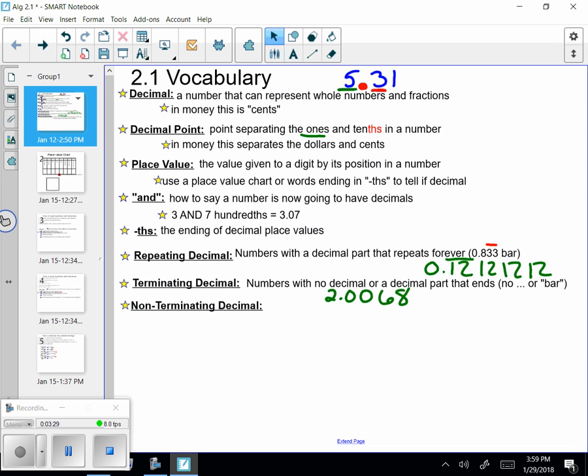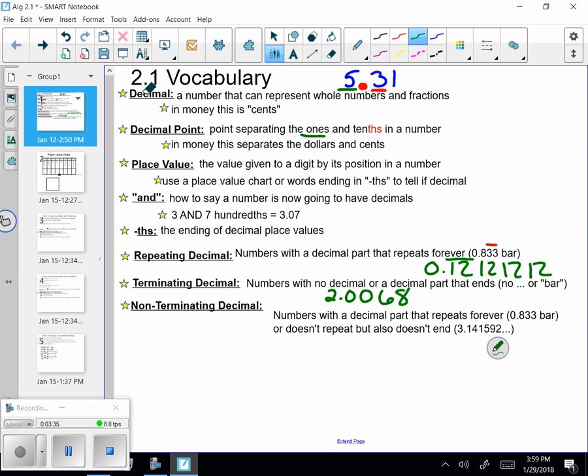A non-terminating decimal is a number with a decimal part that repeats forever, like the 0.833 bar, meaning those 3's keep going, or it doesn't repeat, but it also doesn't end. The number 3.141592... The ellipsis says it keeps going. There's no pattern to it, so we have no idea what's coming next.